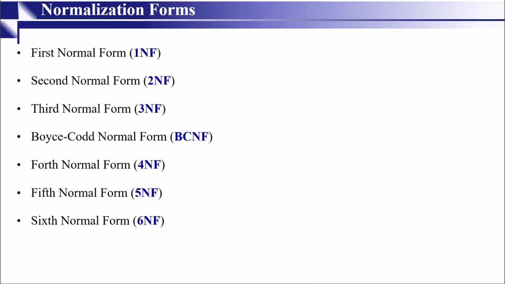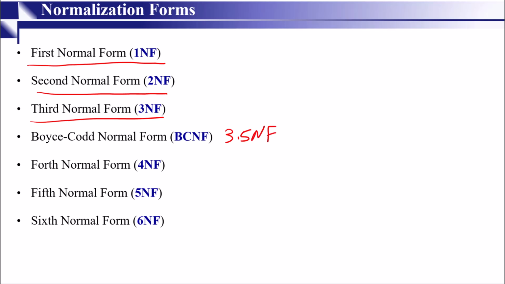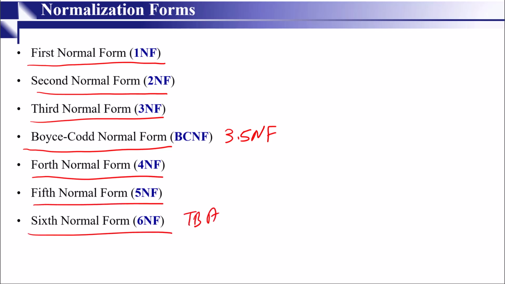Now let's overview the normal forms that we are going to cover in this presentation. Database normalization can be defined as the process of structuring the database in accordance with a series of normal forms. What is the goal? To reduce data redundancy and improve data integrity. These forms include first normal form, second normal form, third normal form. This is also called 3.5 normal form, and it's called Boyce-Codd normal form. Then we have fourth normal form, fifth normal form, and sixth normal form that is under consideration now.